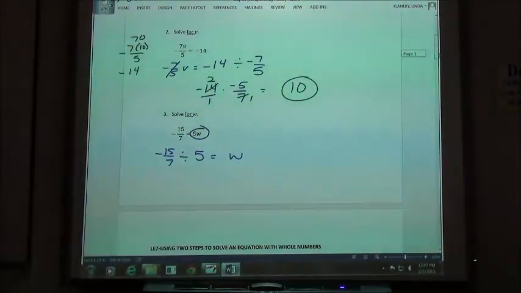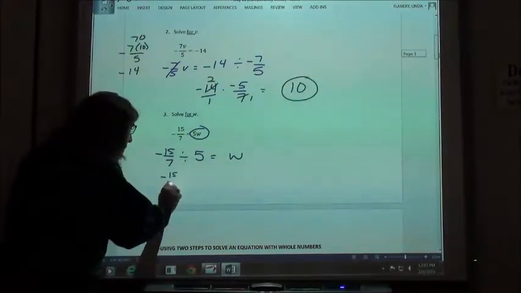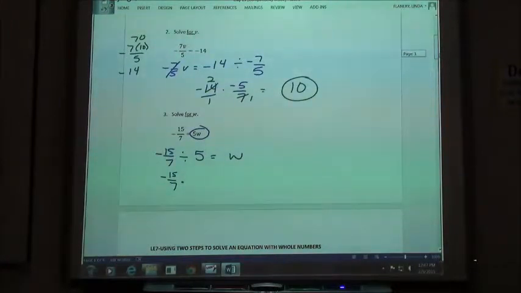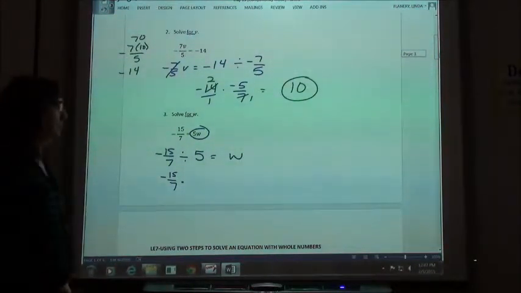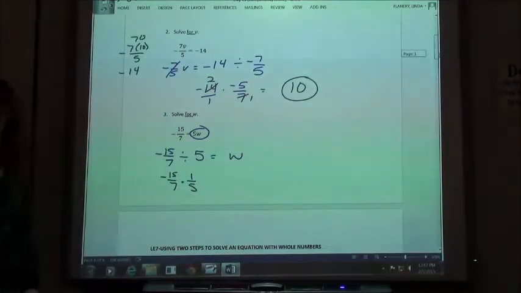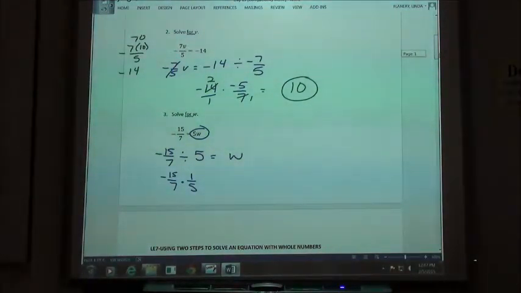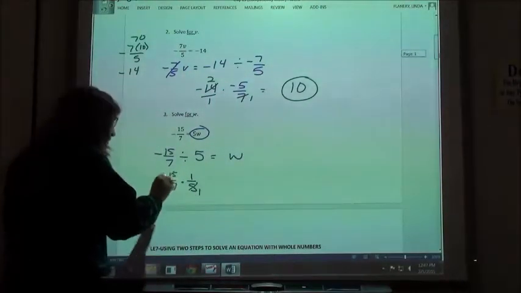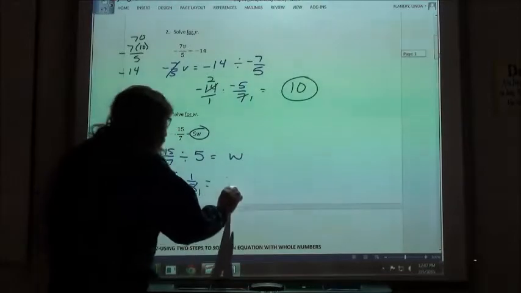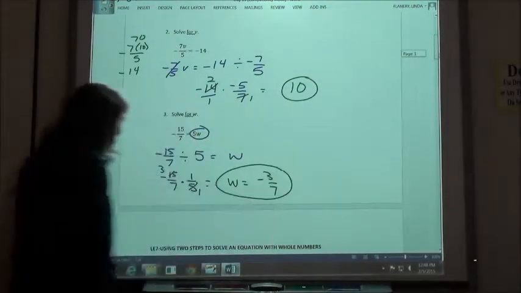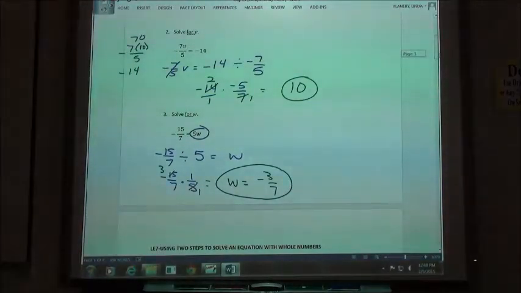So if I'm going to divide by 5, I'm going to multiply by the reciprocal. So you're going to go times 1/5. Exactly, that's what I'm going to do. And then I'm going to do some reducing. 5 goes into there once and into there 3 times, and so w is going to equal negative 3 over 7, negative 3/7.